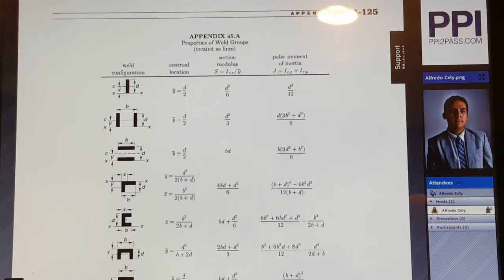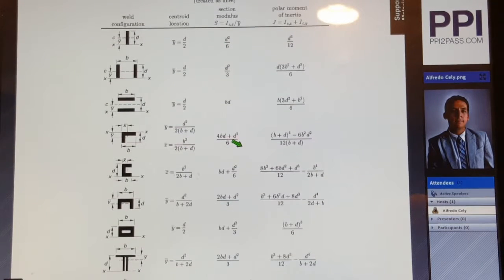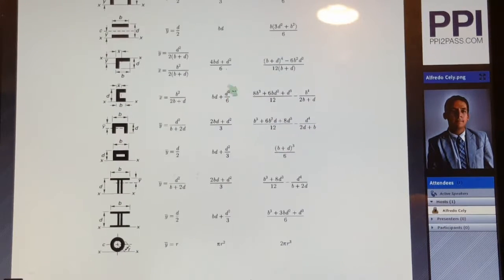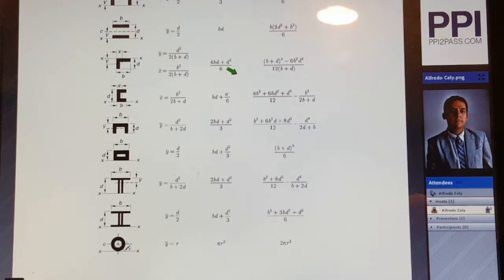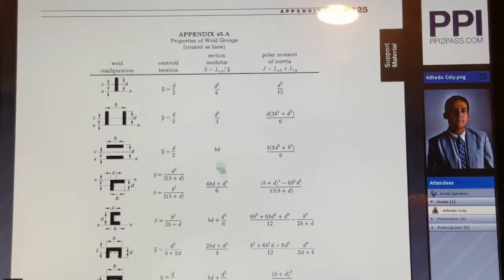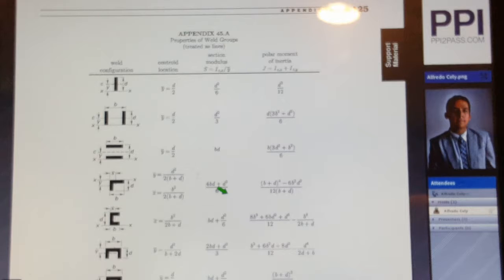And this provides you the properties of different weld groups, like if you're forming a shape of different welded plates. And you can see how the key thing that is clear to point out here is the location of the centroid and the section modulus, and of course, the polar moment of inertia. So if you're thrown something like this in the exam, you'll be able to calculate any of these values simply by referencing Appendix 45.B.